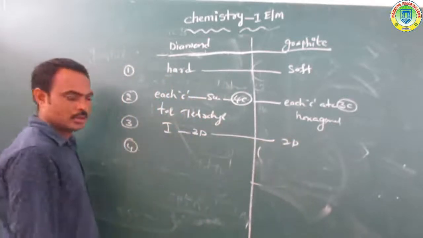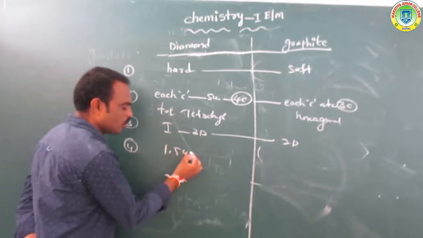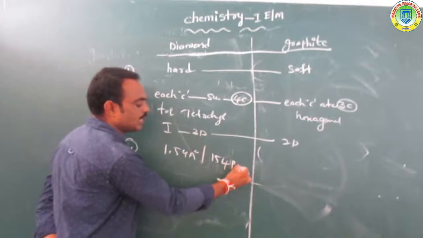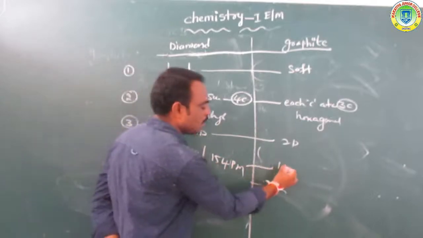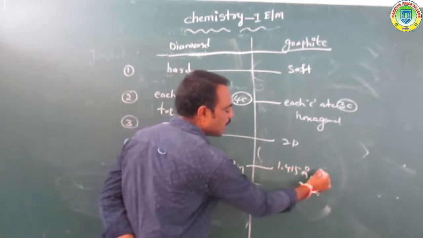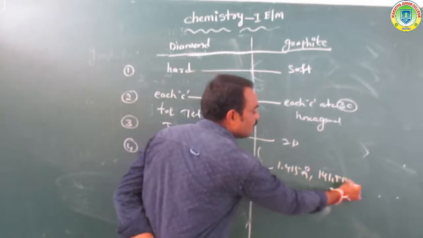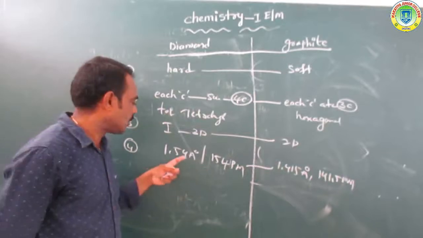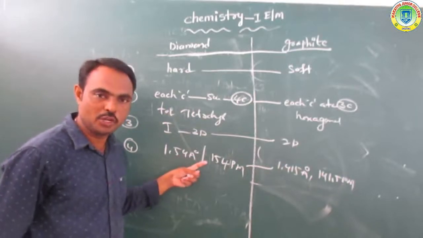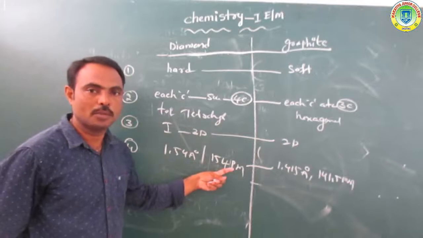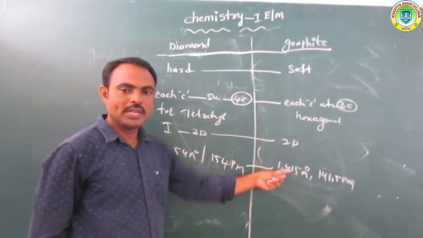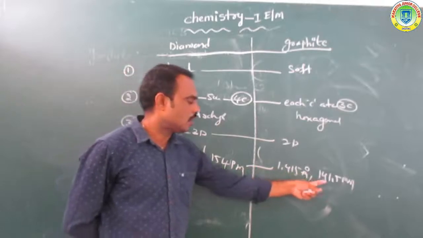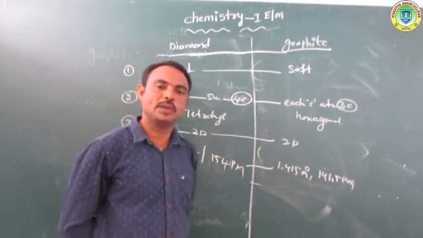Fourth, the bond length between carbon and carbon in diamond is 1.54 angstrom units or 154 picometers. In graphite it is 1.415 angstrom units or 141.5 picometers.